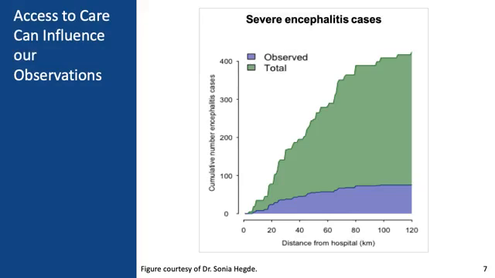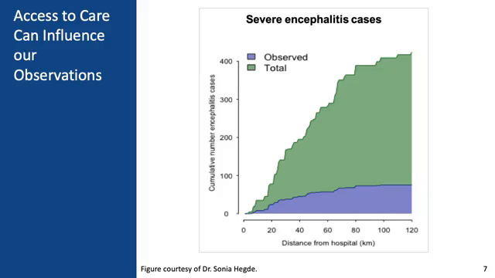I want to give you a further example from some of my work on meningoencephalitis surveillance in Bangladesh and how access to care can influence our observations of disease. So if you look at this figure, along the x-axis on the bottom, it shows the distance to hospital in kilometers. It runs from 0 to 120. On the y-axis, it shows the cumulative number of encephalitis cases from 0 up to 400. And there are two colors on this map. You can see the green, which shows the total number of cases, and the purple, which is the observed.